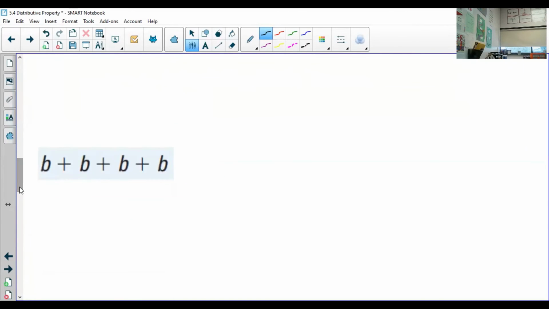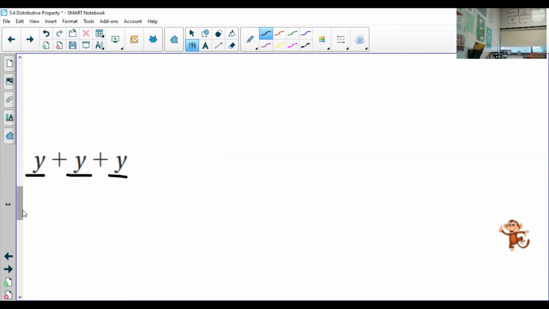Another one. Oh, we got b plus b plus b plus b. Okay, so let's think about it. They're all like terms, right? They all have a b. There's none with any other variable or anything else going on. And there's a 1 in front of each of these. So how many b's are there? 4 b's. That's it, right? 4 times b would be the same thing as b plus b plus b plus b. Another one, just like that, is 3 y's. So count them up. 1, 2, 3. So we would just write 3y.